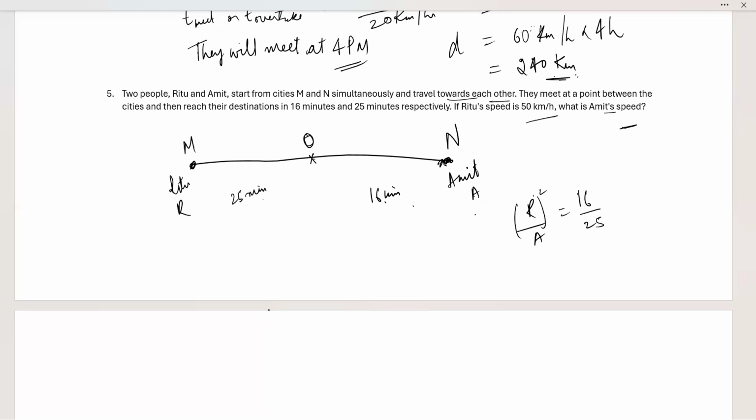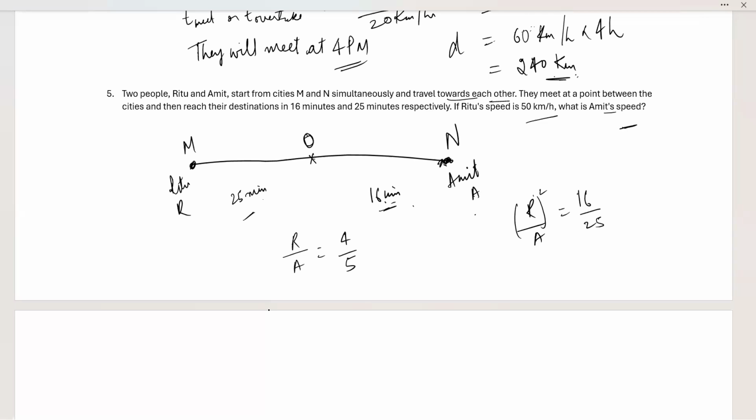But both of them should be in the same units. ऐसा नहीं, it should not happen that I'm taking the one in hours and one in minutes. Both of them should be in the same units. Okay. So this is the result that we get. Now from this we can say that ratio of the speed is 4/5. And now here we know that the speed of Ritu is 8 minute.